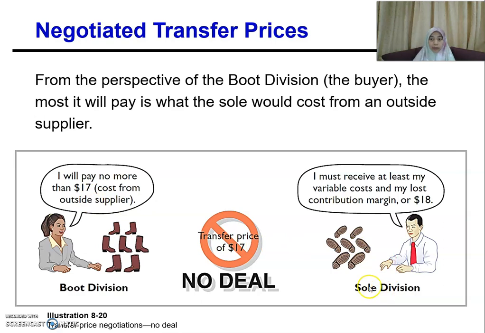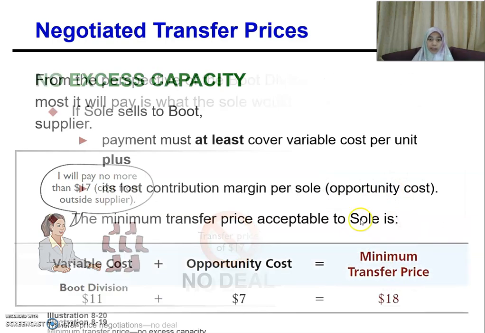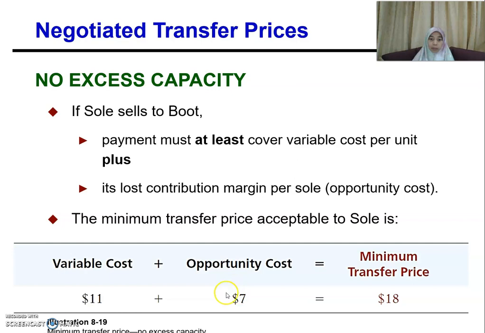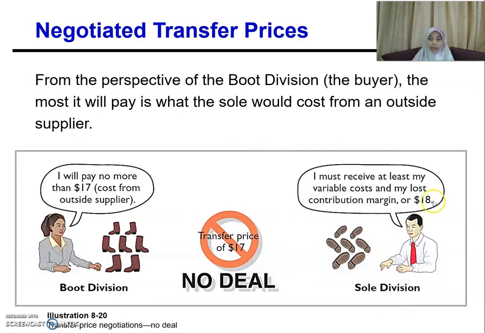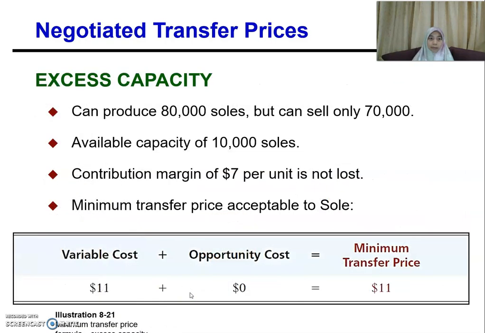What about the seller, the sole division's manager? I must receive at least my variable cost and my loss of contribution margin. So your variable cost is 11 plus your loss of contribution margin of 7. That means I must receive at least 18. So would there be any transfer price? No, at a transfer price of 17, no deal, right? That is the issue. The transfer price won't take place.